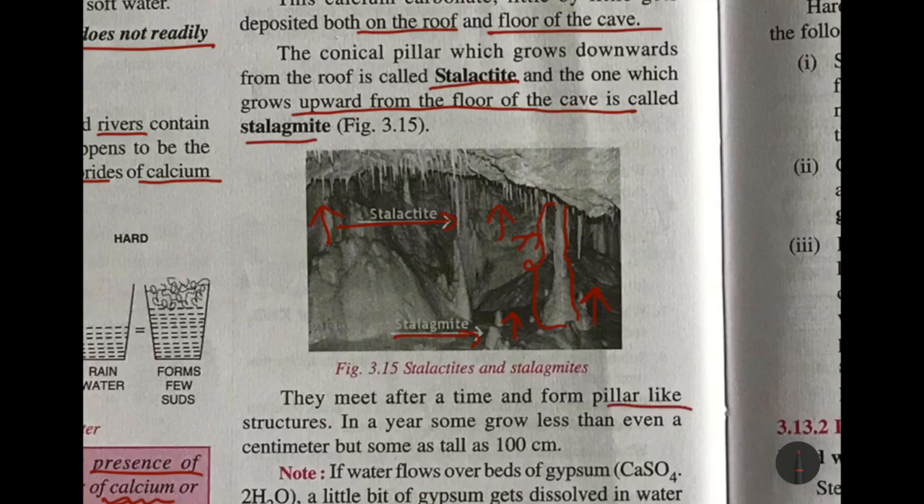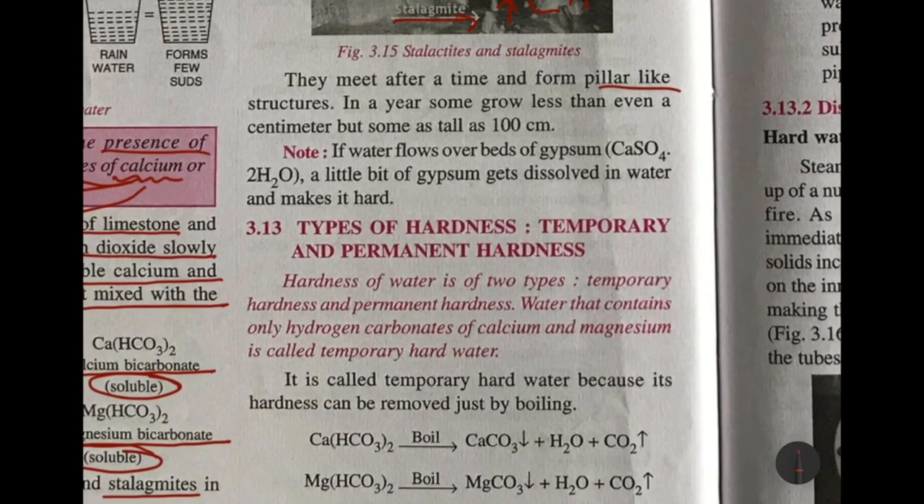a pillar-like structure. So in a year some grow less than even a centimeter, but some as tall as 100 centimeter, that is 1 meter. So it depends on how much calcium carbonate is formed. Now if water flows over beds of gypsum, what is gypsum?